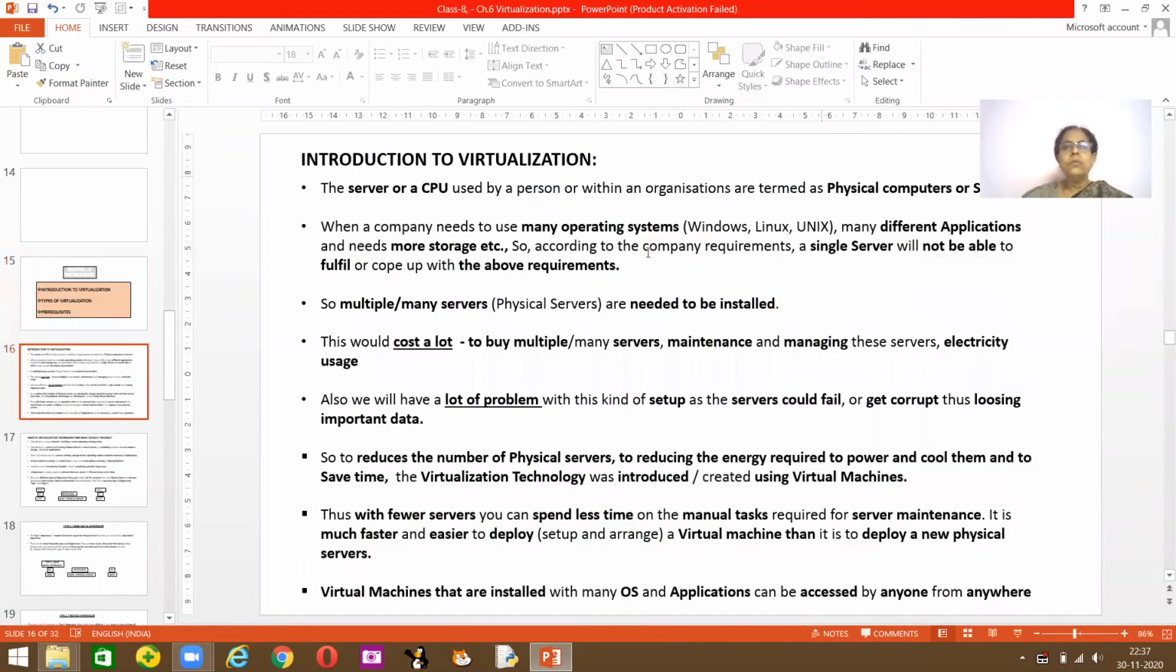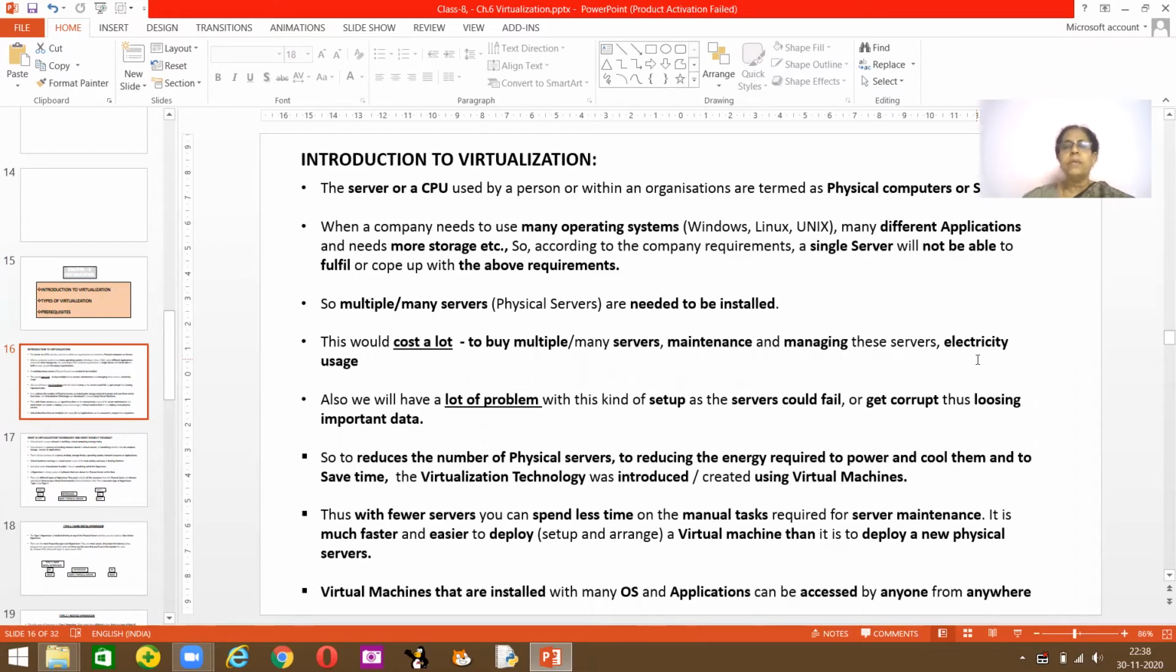So, introduction to virtualization. The server that is in your school, all the systems are connected to a server, you know that. A server or a CPU that a person or an organization or a school uses is termed a physical computer or a physical server. When a company needs to use many operating systems, like Windows, Linux, and Unix, and also many types of applications, they require more storage capacity.